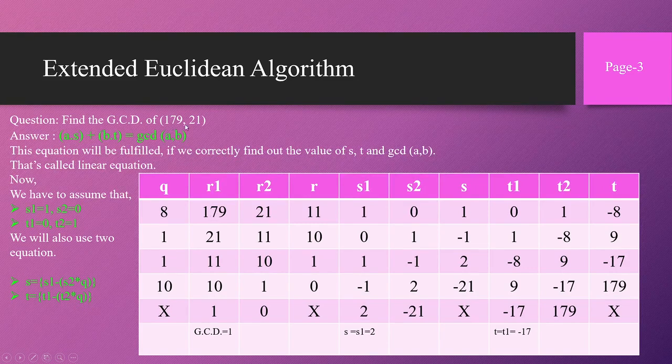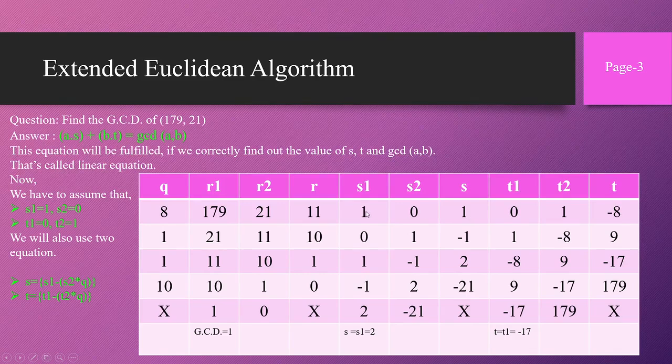Now 179, if we divide 179 by 21, we will get quotient 8 and the remainder will be 11. We can find out the value of S using this first equation.